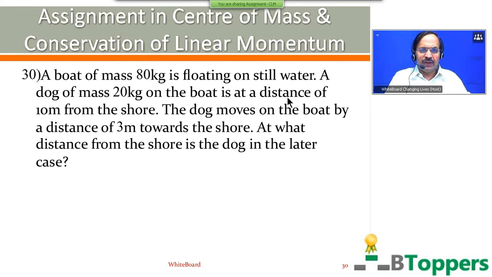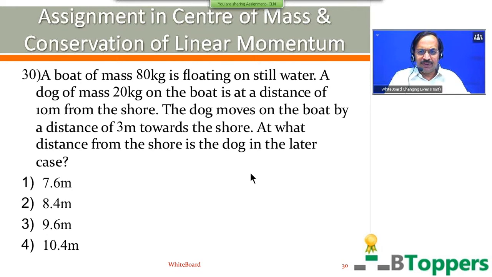A boat of mass 80 kg floating on still water. A dog of mass 20 kg on the boat is at a distance of 10 meters from the shore. The dog moves on the boat by a distance of 3 meters towards the shore. What distance from the shore is the dog in the later case? Come on, try the question.